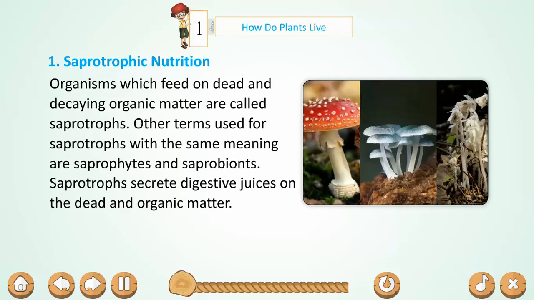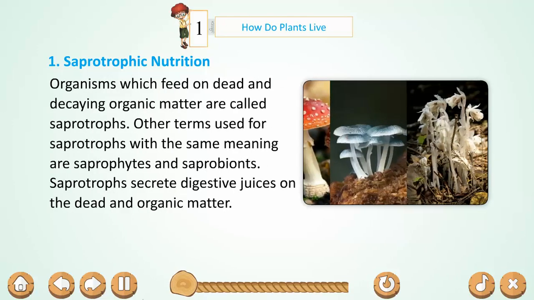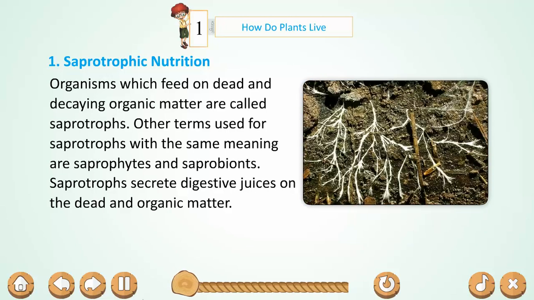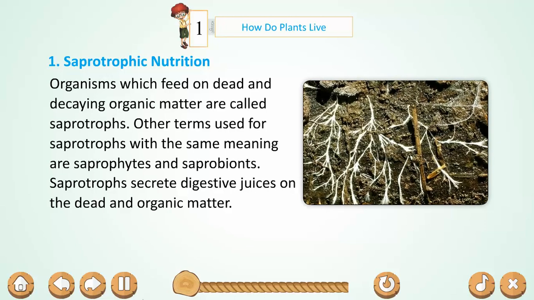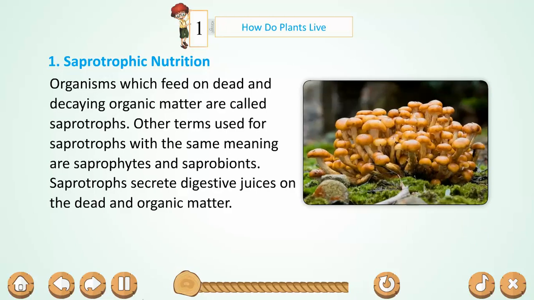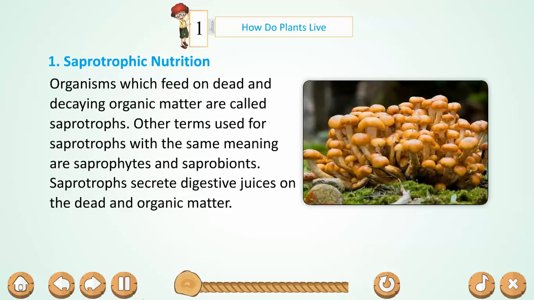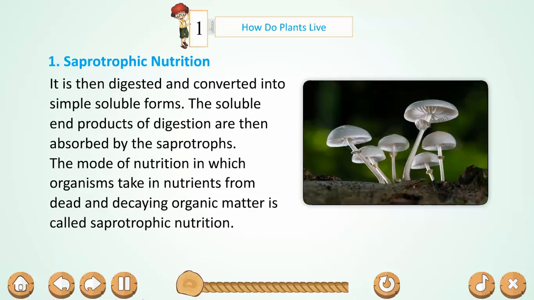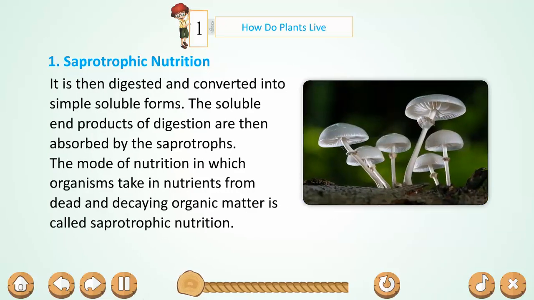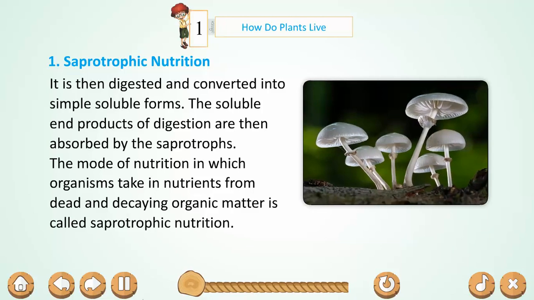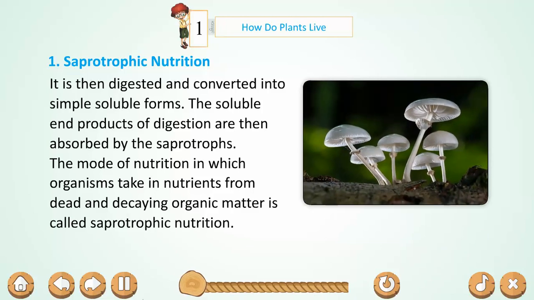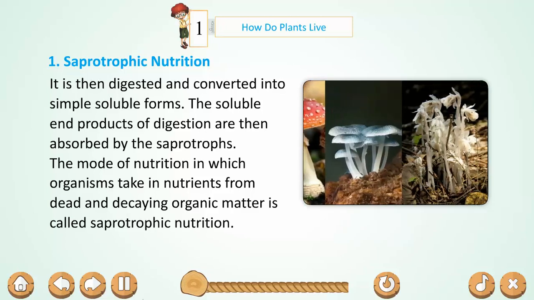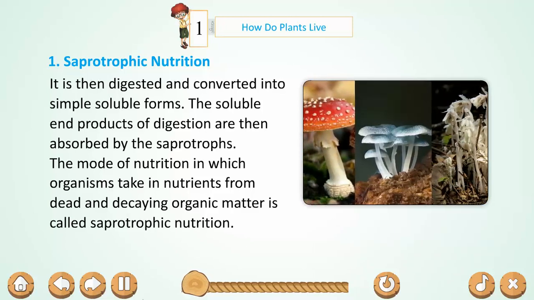Organisms which feed on dead and decaying organic matter are called saprotrophs. Other terms used for saprotrophs with the same meaning are saprophytes and saprobionts. Saprotrophs secrete digestive juices on the dead organic matter. It is then digested and converted into simple soluble forms. The soluble end products of digestion are then absorbed by the saprotrophs. The mode of nutrition in which organisms take in nutrients from dead and decaying organic matter is called saprotrophic nutrition.